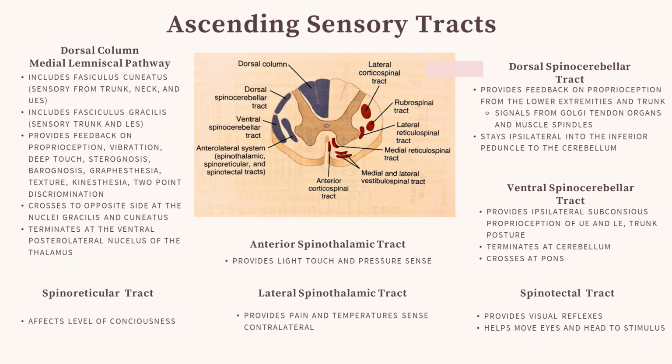And then we have the spinal reticular tract, which again, reticular is like a network. So the spinal reticular tract is actually going to alter our levels of consciousness and have more of an effect on that. And then we have the ventral spinocerebellar tract, which is subconscious. It provides us proprioception of the upper and lower extremities as well as trunk posture, and it terminates at the cerebellum, but this one does cross over at the pons, so a little bit higher up. And then lastly, we have the spinotectal tract, which provides us some visual reflexes and helps to move our eyes and our head to a stimulus when we are getting that sensory feedback.